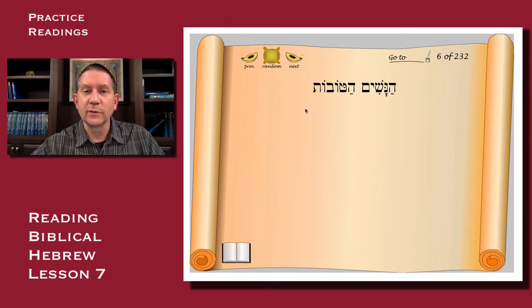Hanashim hatovot. So hanashim, again, this is the plural of isha, so this is women. It's articular, so it's the women. And then we have tovot, feminine plural, and it's also articular. So the women, the good ones, the good women.